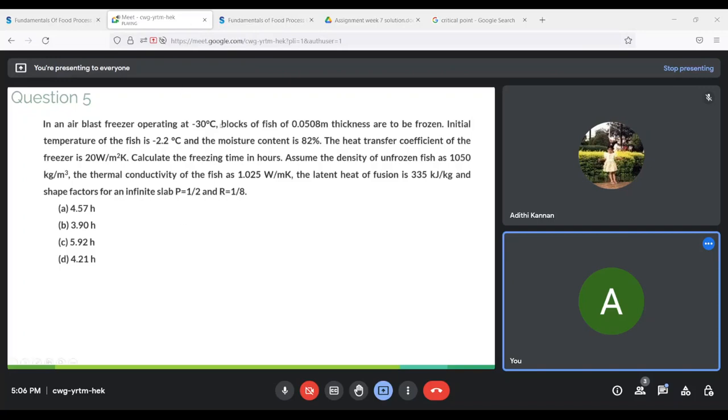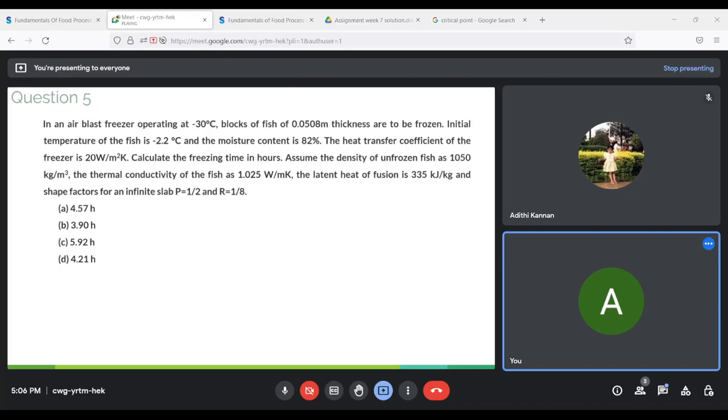So here there is no mention of decreasing the temperature of the fish from your ambient temperature to the freezing point. Here the fish is already at minus 2.2 degrees Celsius. So you're actually starting the freezing time calculation from B. That is, in the freezing curve, you have already reduced the temperature to the freezing point, and that is when you're calculating the freezing time. So you're not including the sensible heat in this case. When you're not including the sensible heat removal, you use Planck's equation.